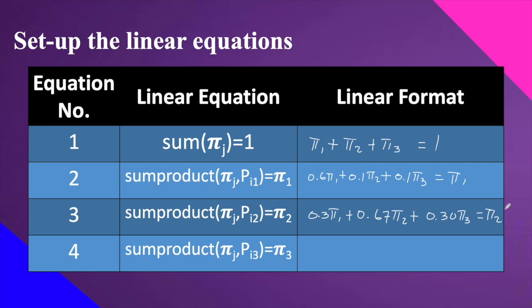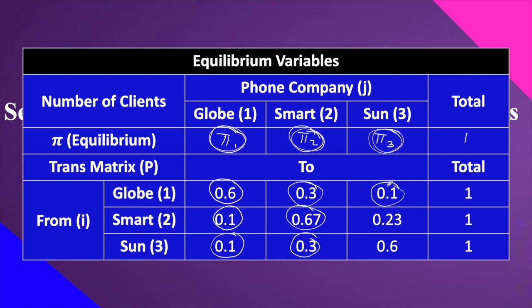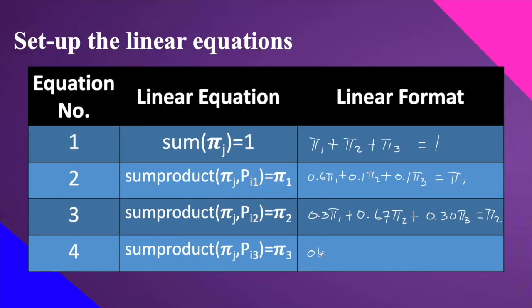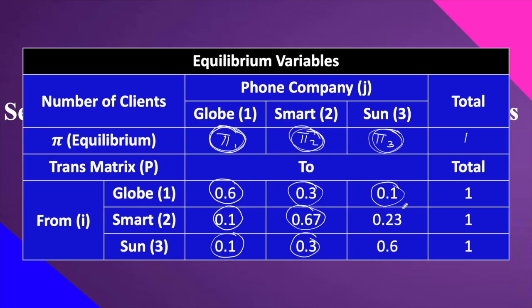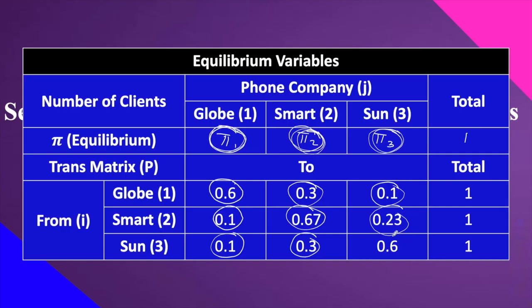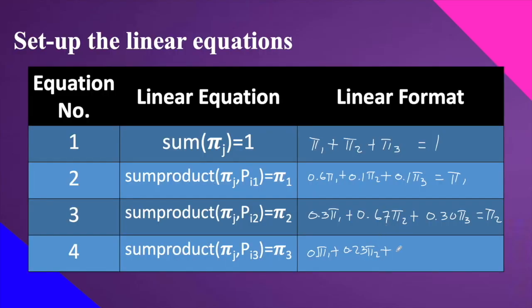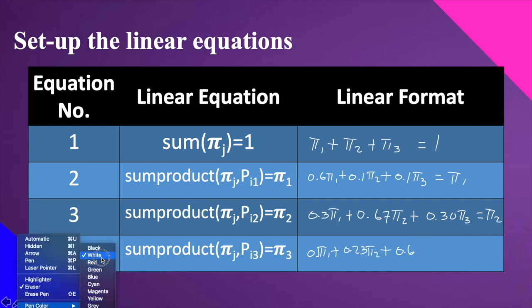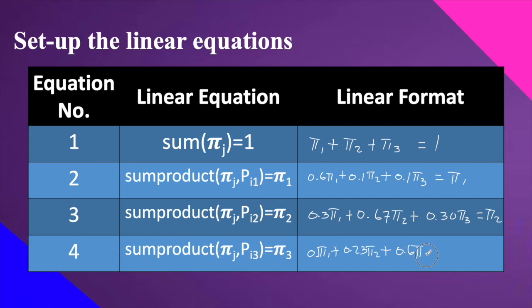Next, and the last equation natin, we have the sum product of pi sub j and p sub i 3. I and 3, third column. So, 0.1 times pi sub 1 plus, we have 0.23 times pi sub 2 plus 0.6 times pi sub 3. And sorry, delete lang natin, no? Para malinis. 0.6 pi sub 3 equals, equivalent ito to our pi sub 3. Okay, so those are our linear format.